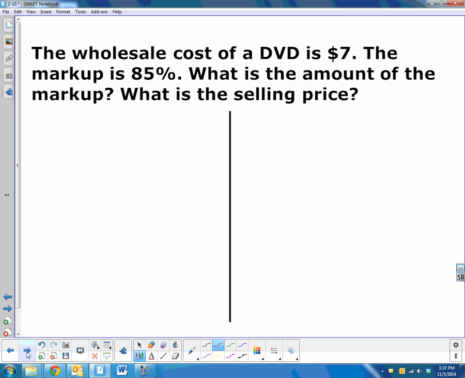So pause this one, give it a shot, because we've been working on this for a while now. Pause this, give it a try on your own, see what you can get for both parts, both questions. I'm going to assume you paused it. Here's how we're going to set it up.